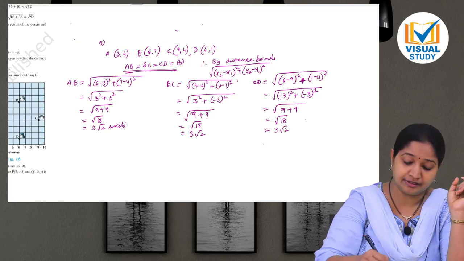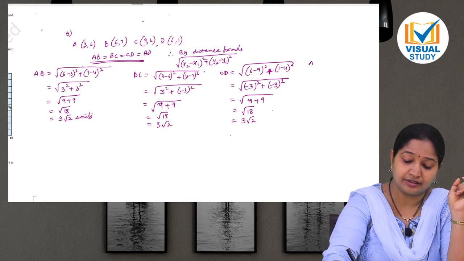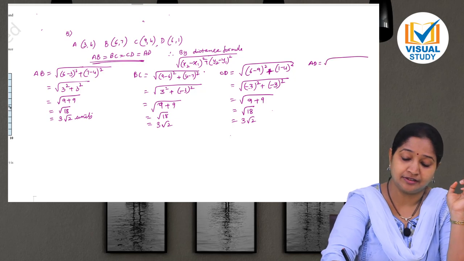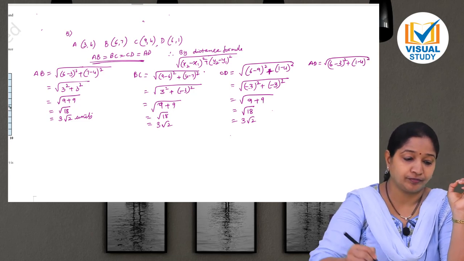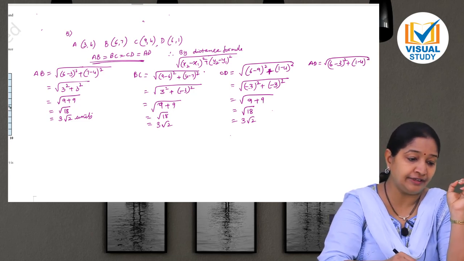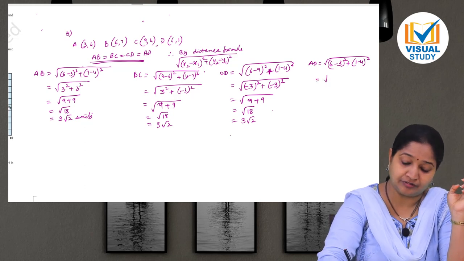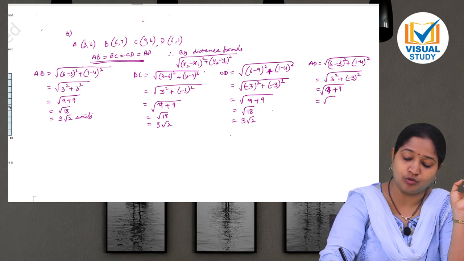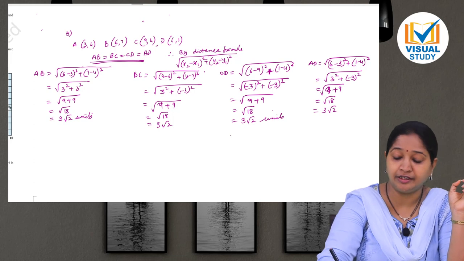And the last one is AD. AD is equal to 6 minus 3 whole square plus 1 minus 4 whole square. We have done 1 minus AD, no? That is equal to 3 square plus minus 3 whole square, you get 9 plus 9, and that is root 18, and that is 3 root 2. Everywhere you have to write units.